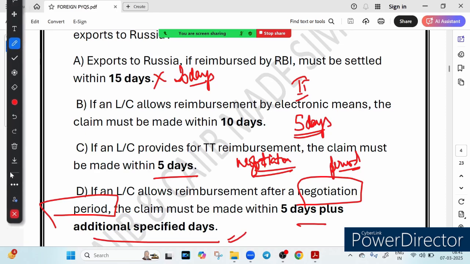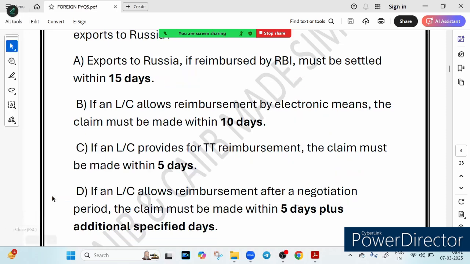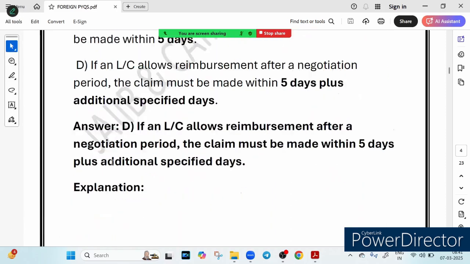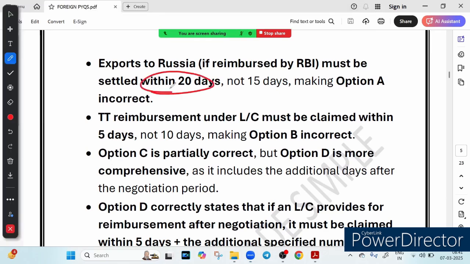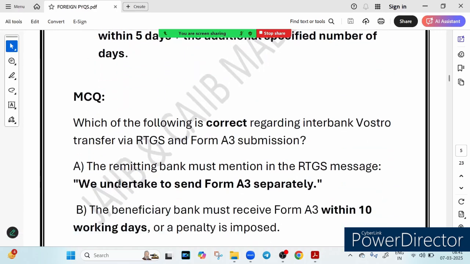Let me summarize what we learned from this question. This is the explanation part. First, reimbursement for export to Russia via RBI must follow a timeline of 20 days. Second, a reimbursement claim via TT or electronic means must generally be made within 5 days. Third, if there is a negotiation period in an LC, letter of credit, you add those extra specified days to the 5-day timeline. Remember these 3 points, super important. Now let's switch our focus to our next question.